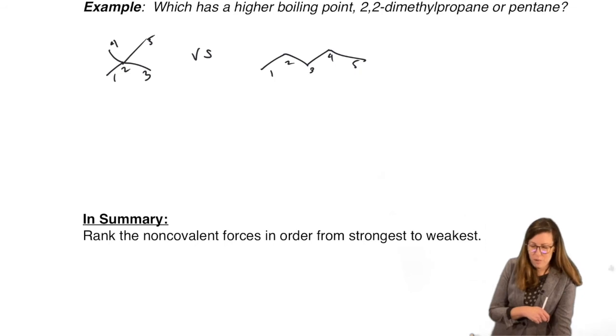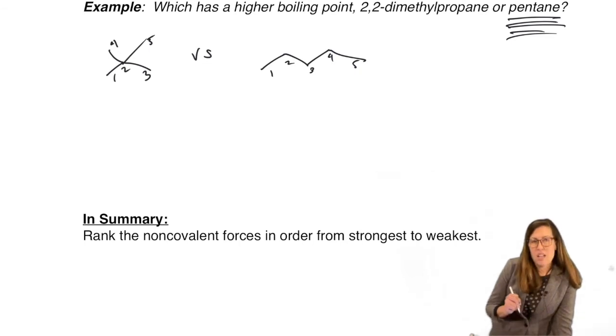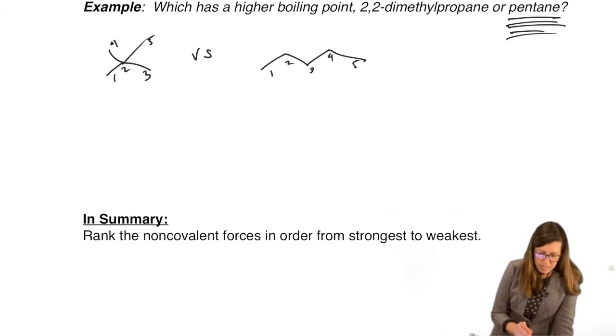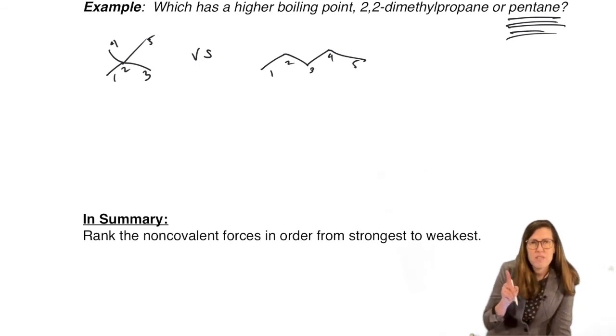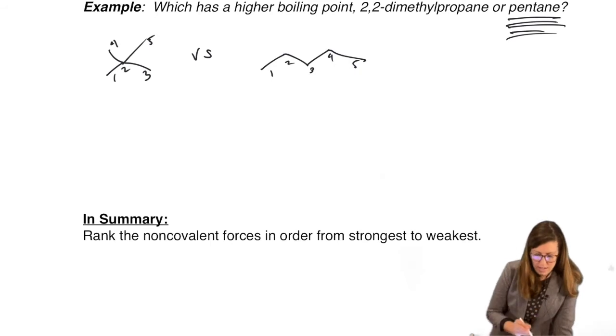Okay, so who has the higher boiling point? Pentane. Did you get that? Since they are the same size molecule, they are both C5s, we're going to have the same molar mass. So the size didn't make a difference. But what was the other factor? Surface area, right? Surface area.